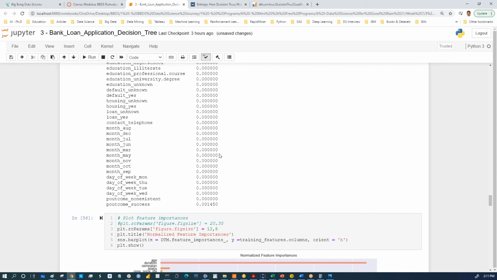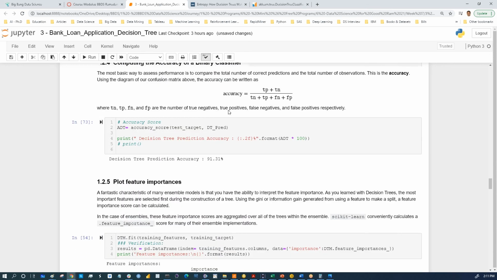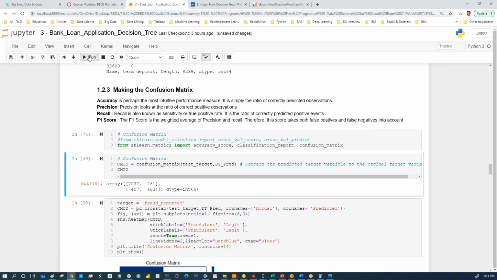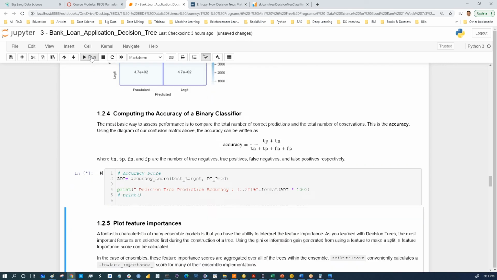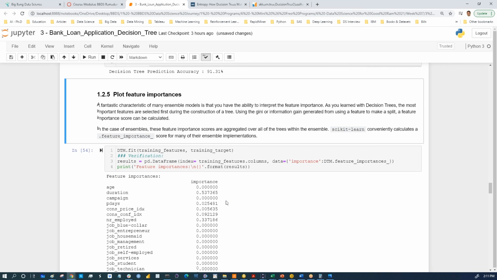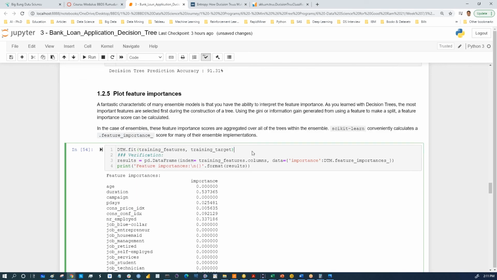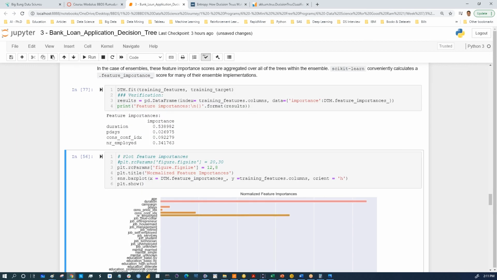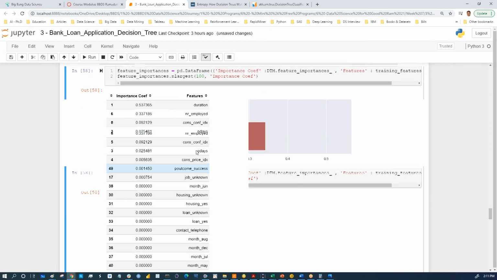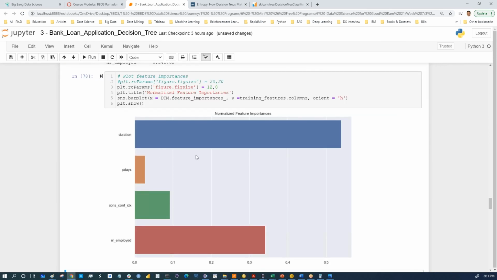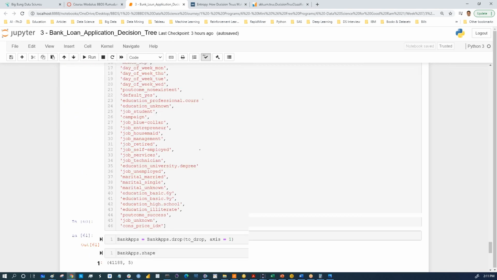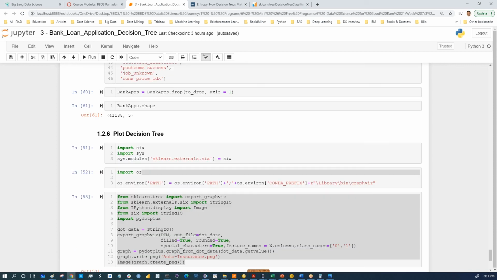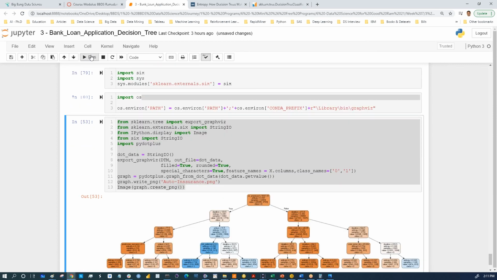Okay, let's take a look. Now we build the model again, the confusion matrix, and now let's do the accuracy. It is 91.31. And now let's take a look at the important features, only these. Now 1, 2, 3, 4, 5. Now let's compare them. And here we go. So this is all the features that we used to build the model. And after that, we are going to look into the actual decision tree.